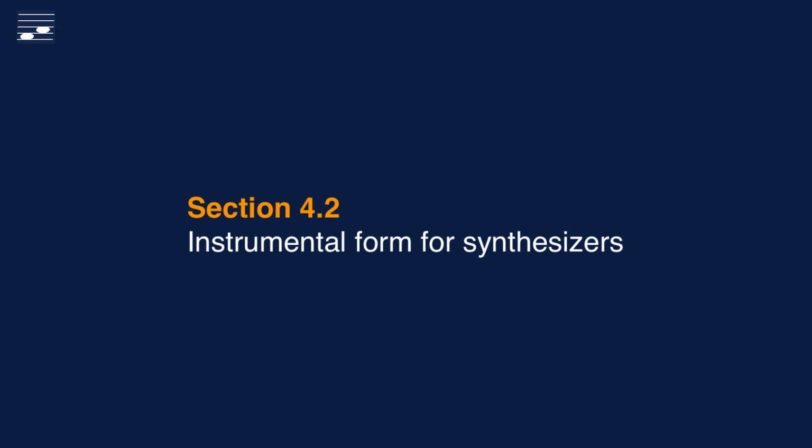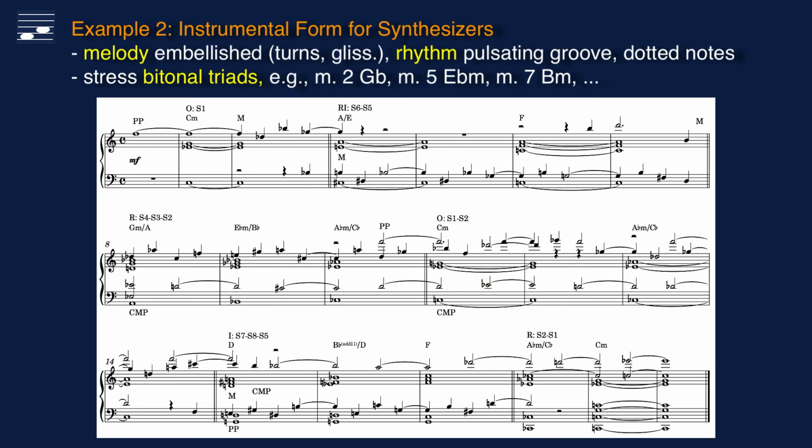A completely different mood is obtained in the next and final instrumental form example. It is the same continuity as before, but now set for a set of synthesizers with occasional orchestral instruments and a steady beat percussion groove overlay. In the end result, melodic forms are embellished with 16th note turns, glissando patterns, and again some dotted note rhythms.